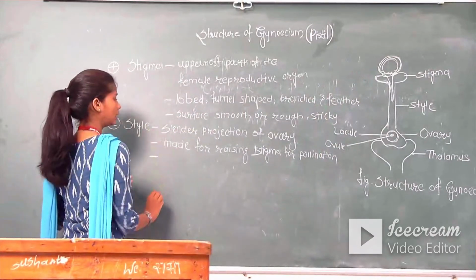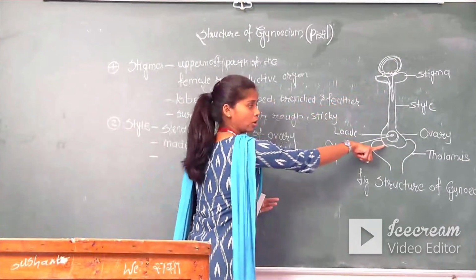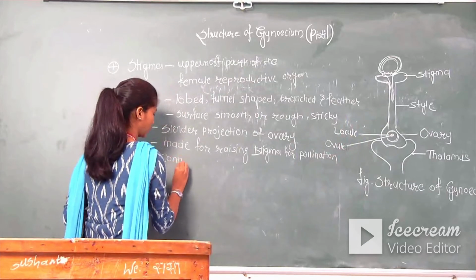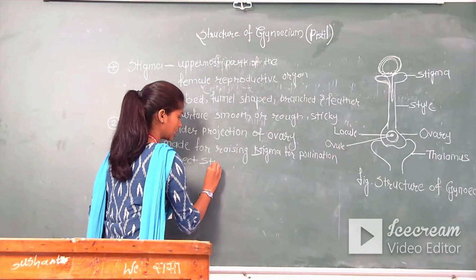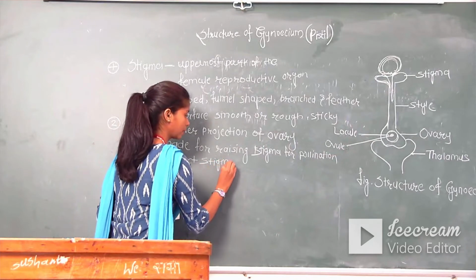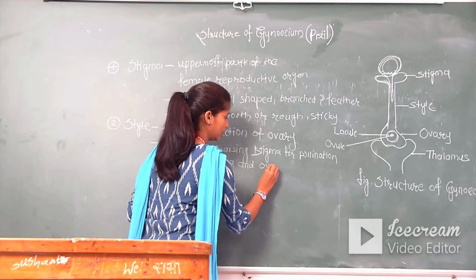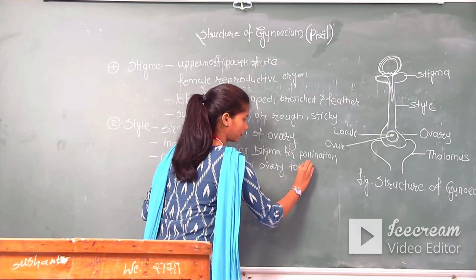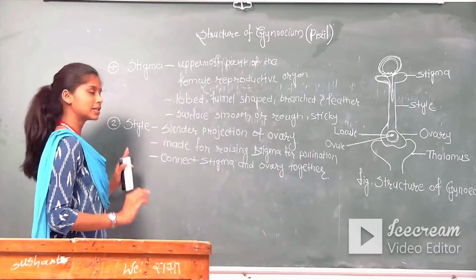And the third point is that the style connects the stigma and ovary together. क्या काम है स्टाइल का? It connects stigma and ovary together. So this is all about the style.